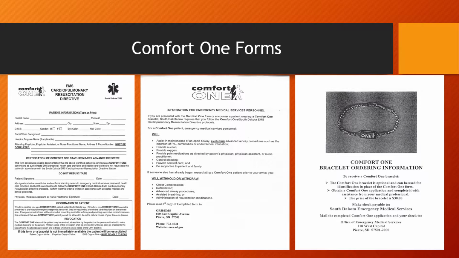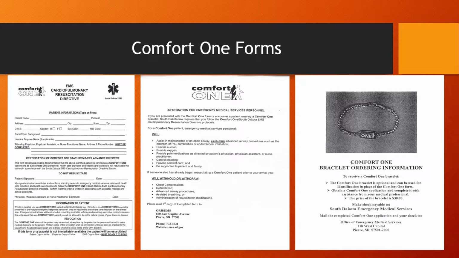This is an example of a Comfort One form. This is actually a form that has gone statewide sometime in the past year, and it is specifically for emergency medical services, responding to patients that have coded in their homes. It, in effect, is a DNR order.